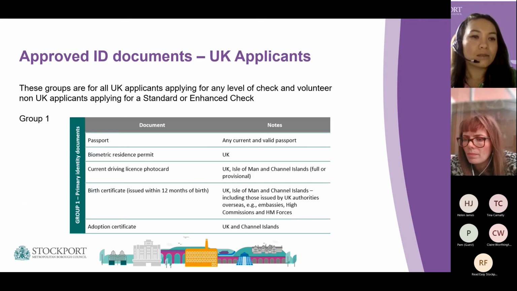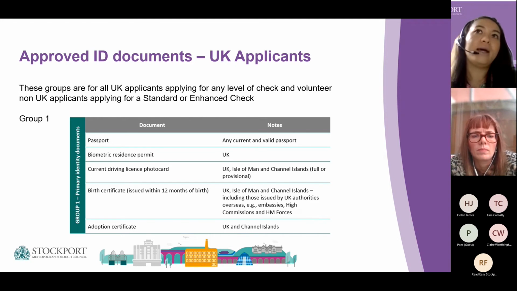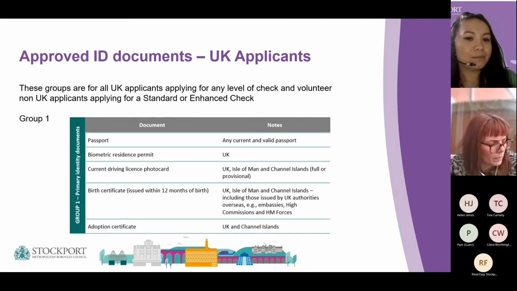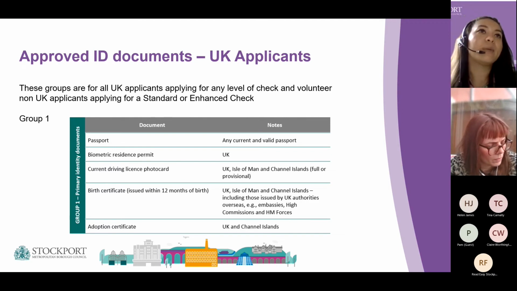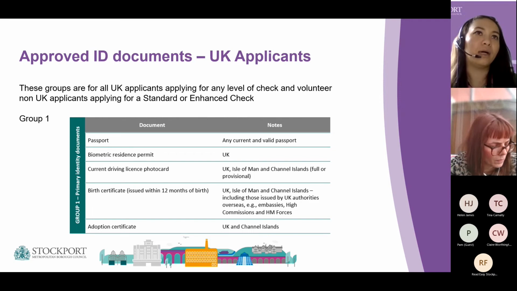Next, this is for UK applicants applying for any level of check, and for volunteer non-UK applicants applying for a standard or an enhanced check. So this is the Group 1 documents. Most people will provide a passport or a current driving license. Those are probably our most common ones.